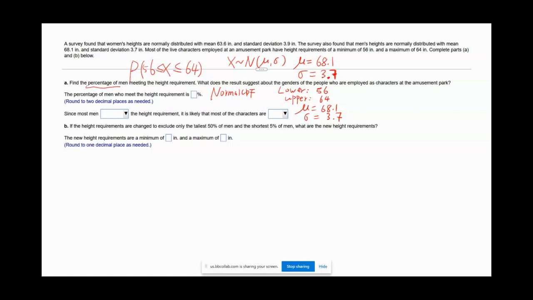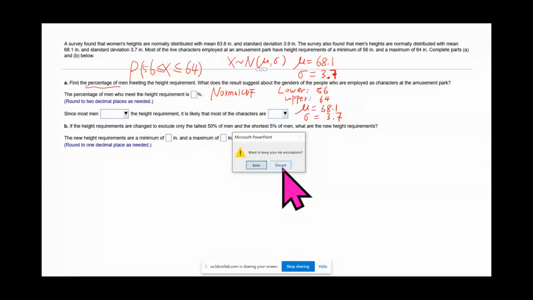Normal CDF, lower bound 56, upper bound 64, mu 68.1, sigma 3.7, paste. And what do you have? I have 0.133370324. Let's see, do you have the same thing as me?